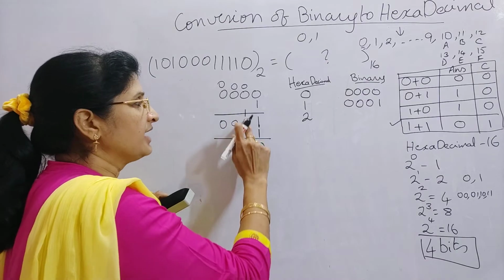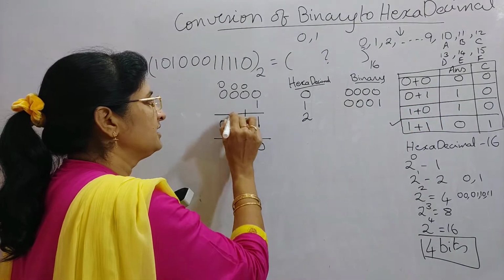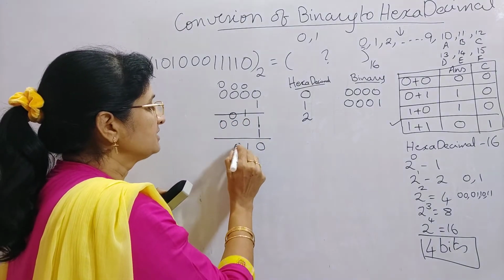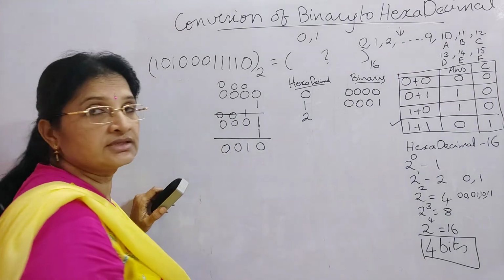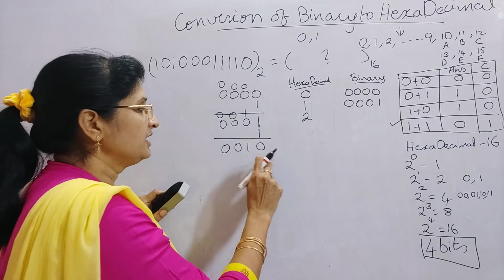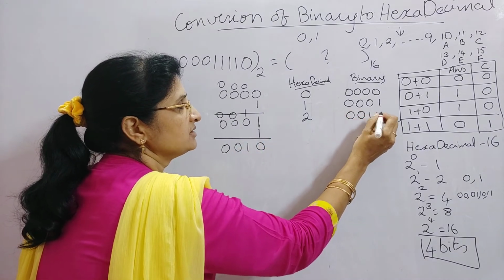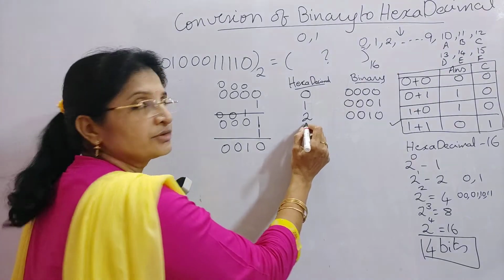So now again add 1 plus 0. 1 plus 0, the answer is 1, carry is 0. And the next one is 0 plus 0. The answer is 0 and the carry is 0. And again 0 plus 0, the answer is 0. So what is the binary code for 2? It is 0, 0, 1, 0. Did you understand?